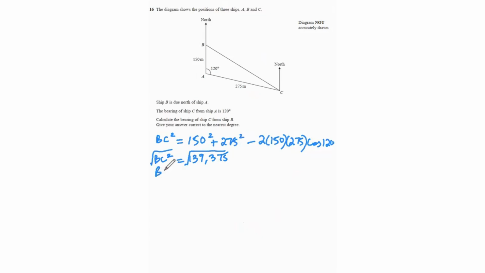So it's very similar to the question that we did previously, but in this case, they've given us the diagram. So using the diagram, first I'm going to find the length of BC. Since we have two lengths and the angle between them, we will be using the cosine rule. So BC squared equals 150 squared plus 275 squared minus 2 times 150 times 275 times cos of 120. That's going to give us BC squared equal to 139,375. Then we will square root both sides.